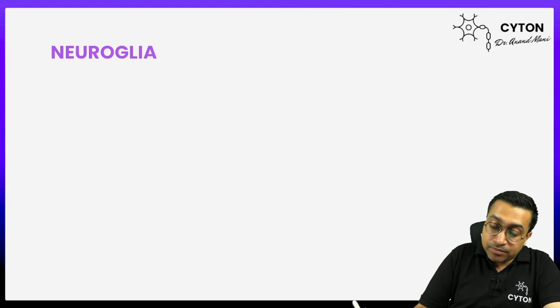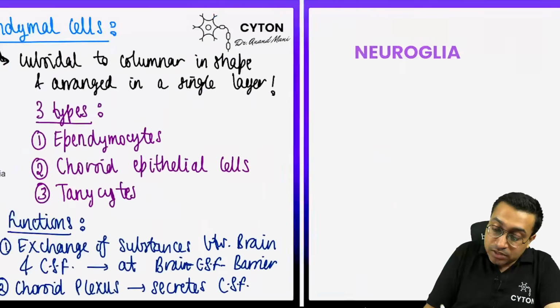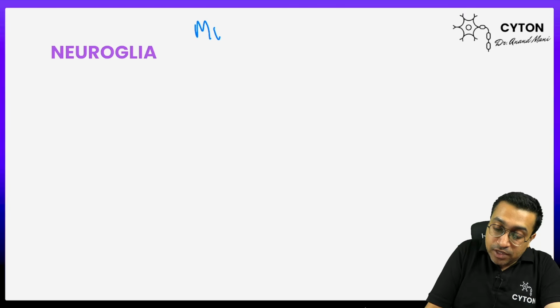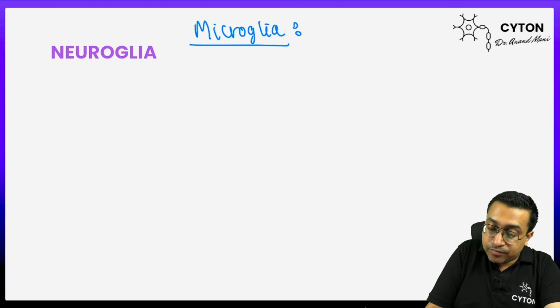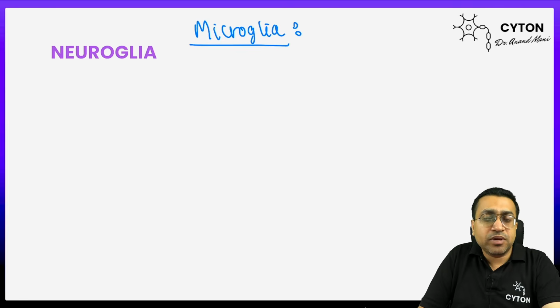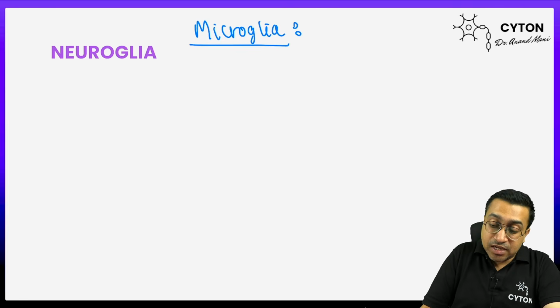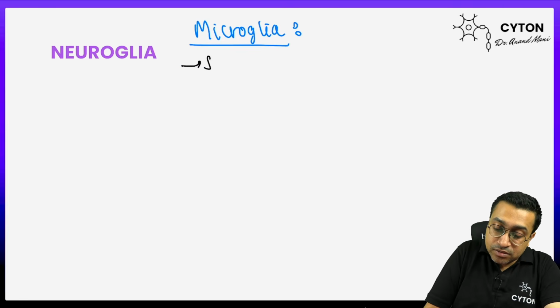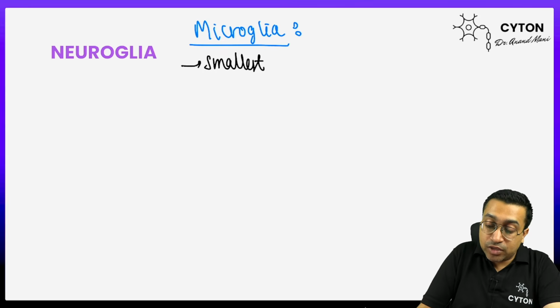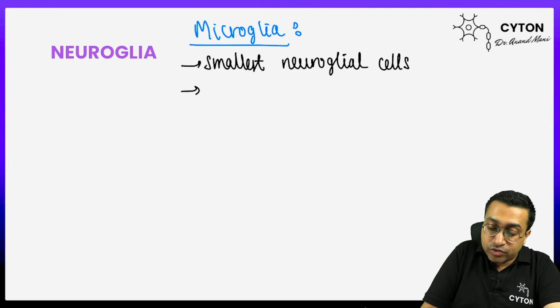Then we have the microglia cells. As the name suggests, micro, these are the smallest neuroglial cells. You remember the largest, right? Astrocytes. Smallest are the microglia.